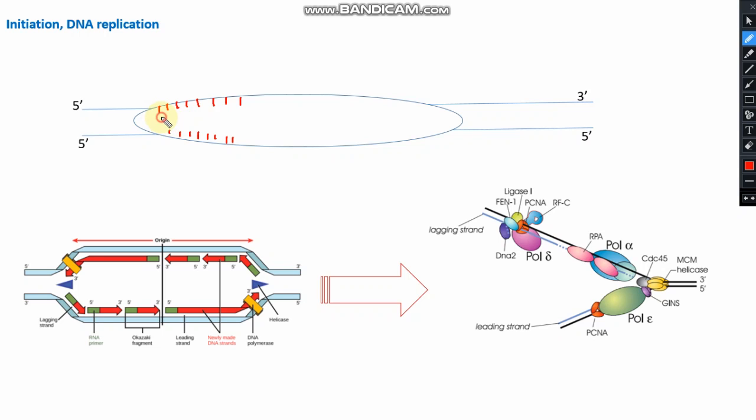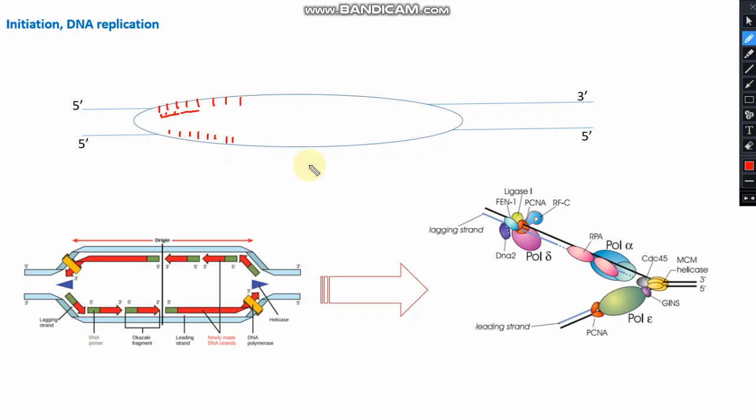This RNA primer is recruited by the primase enzyme. Here the RNA primer binds, and then DNA polymerase comes here and elongates this strand. It keeps on adding the nucleotides one by one, and so it elongates the strand. Both of these strands are elongated by the DNA polymerase.